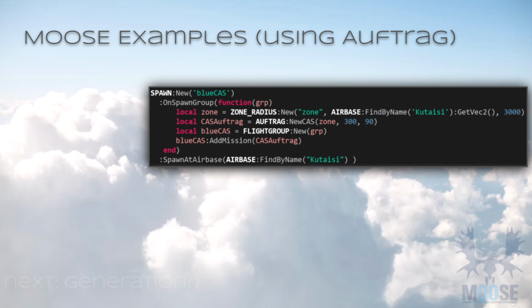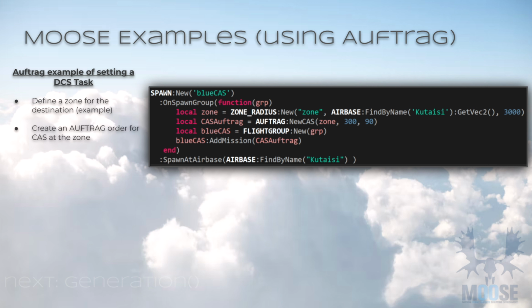Okay, so we have 6 lines on the OnSpawn group, and what we're going to be doing is this. We're going to define a zone. You can use any coordinate that you have, but using the zone as the destination in this CAS example. So we define the zone radius new. It's actually situated on Kutaisi's vec2 point.